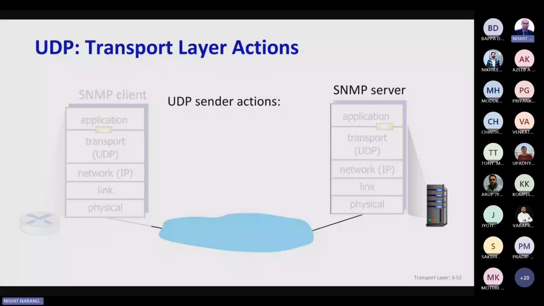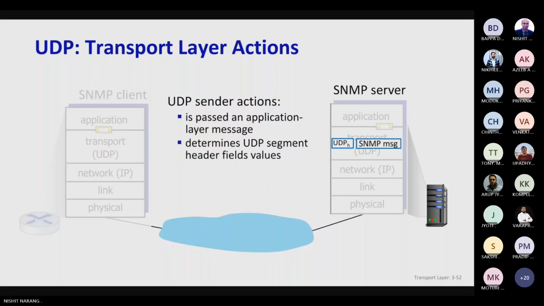So what is the UDP sender doing? The UDP sender passes an application layer message to the transport layer, UDP. UDP will segment this traffic into one or more UDP segments and add a header called the UDP header on top of it. This header has sufficient information which allows the recipient to know which is the application to which this message has to be sent. So the UDP header contains this information.